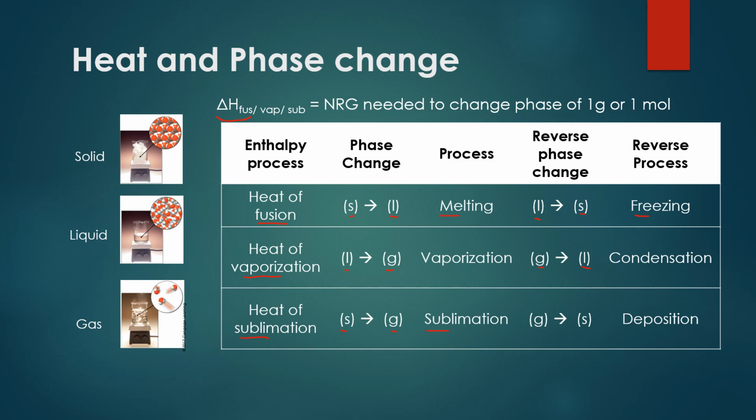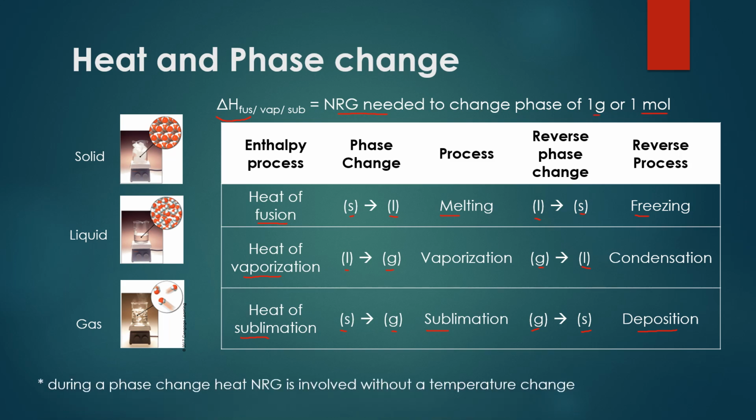So going from the solid to that gas phase is called sublimation. Now, if we were to do the reverse process, starting with gaseous CO2 and changing the phase into a solid, that's called deposition. We don't see that one very often, but you do need to know that it does exist. So these changes in enthalpies of fusion, vaporization, and sublimation are defined as the energy needed to change the phase of 1 gram or 1 mole of a substance.